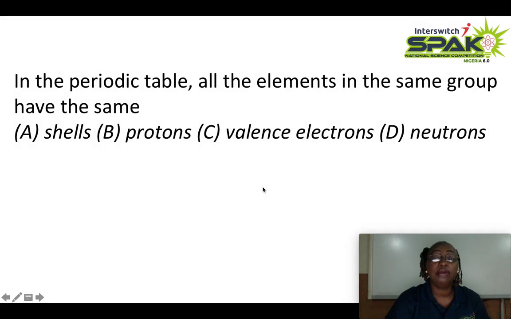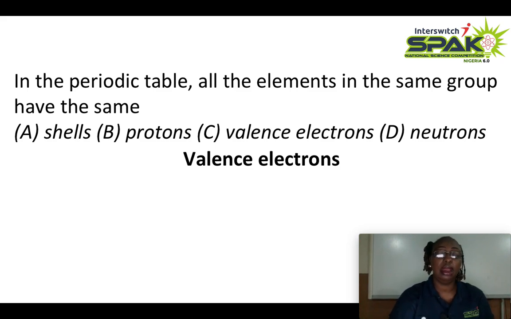In the periodic table, all the elements in the same group have the same: A, shells; B, protons; C, valence electrons; D, neutrons. What do they have? They have the same valence electrons. Elements in the same group have the same valence electrons, and that's why they behave the same way, going into reactions the same way.